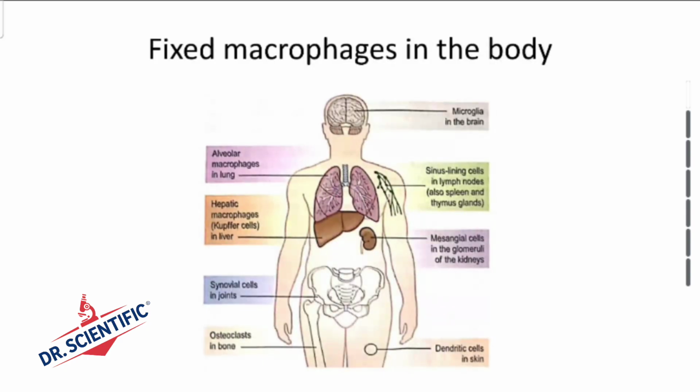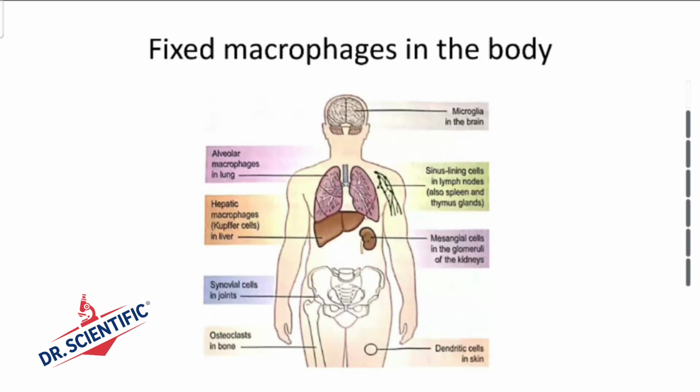The fixed macrophages in the body, another name they use is histiocytes, are found in every part of the body. These macrophages are mainly within the tissues. For example, in the brain we have what we call microglia, which are macrophages within the brain. We know macrophages are basically cell eating. They engulf foreign material, be it bacteria, viruses, or any foreign material that gets into the body, or even dead cells. If we have necrotic cells, they are also engulfed and destroyed by these macrophages.